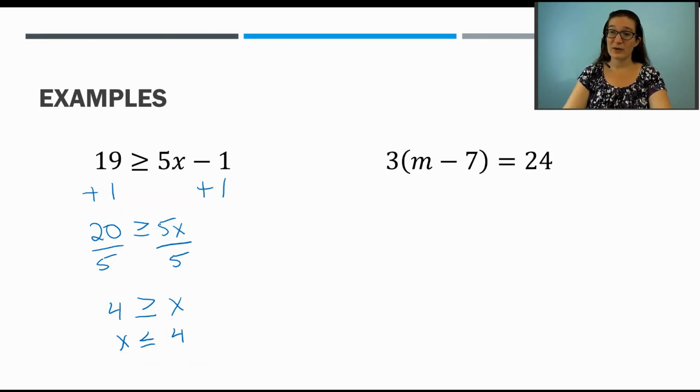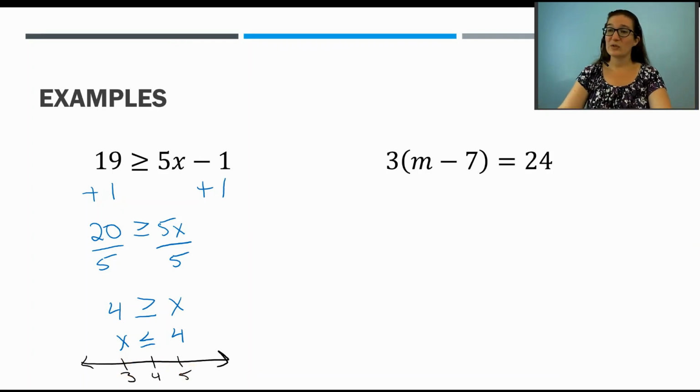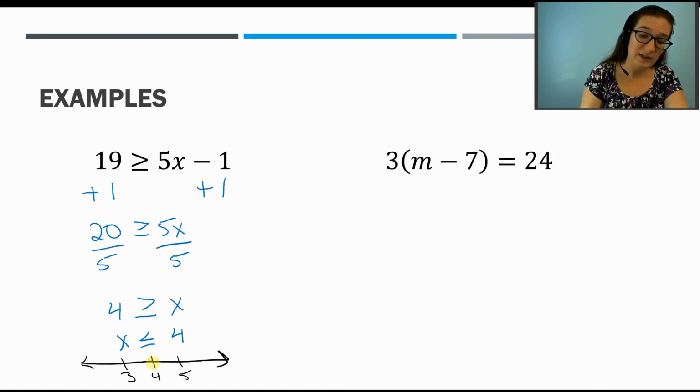And we, of course, need to graph it because it's an inequality problem. So here's my number line. We are focusing on 4, so I'll put that in the middle. 5 is bigger, 3 is smaller. Will I have an open circle or a closed circle? Okay, we will have a closed circle because it is equal to. And because the x is less than, we will go to the left, to the lower values. There we go, all set.